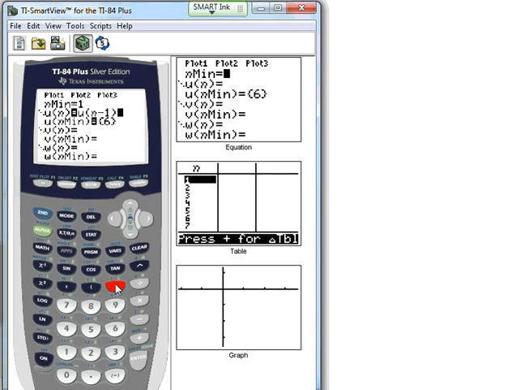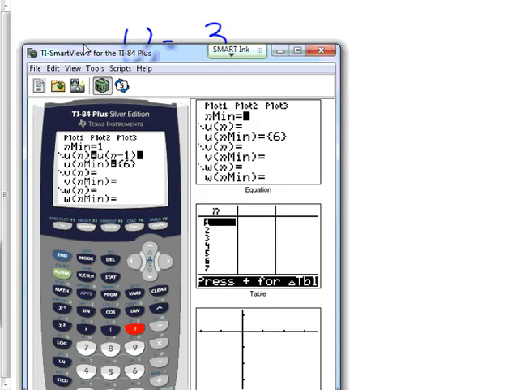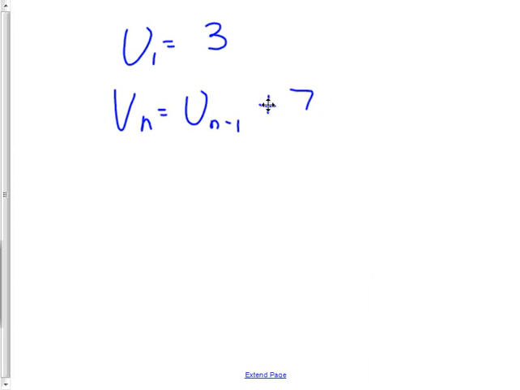Actually, you might have to in this mode. There's a different mode in the calculator where you don't have to do parentheses for the n. I'll show you that later. Okay, u sub n minus 1. And then what are we doing each time on this problem? On this problem, we're adding 7. Okay, it's this part right here.